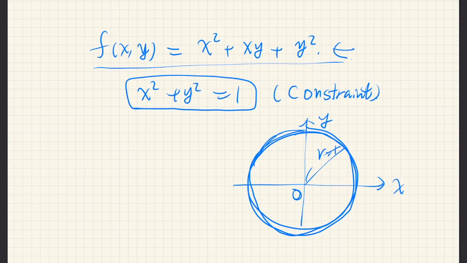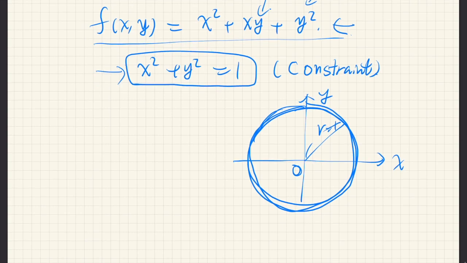Actually, this problem is not so difficult to solve because we can explicitly solve this equation for, say, y. So y can be expressed in terms of x. Then we can substitute that y into this function, here and here. Then we have a univariate function of x. Then we can maximize or minimize or find any extreme values of this function. But here we use a different approach, that is to use the method of Lagrange multipliers.